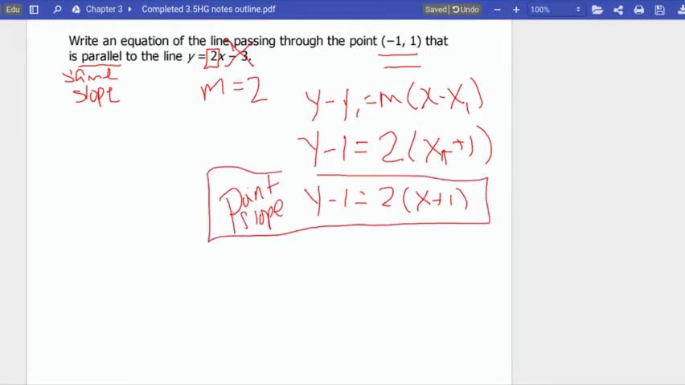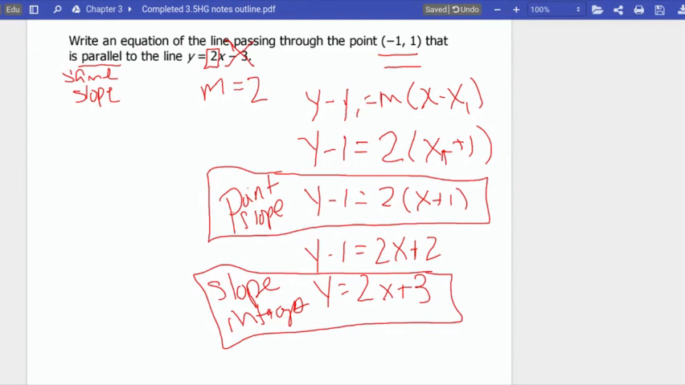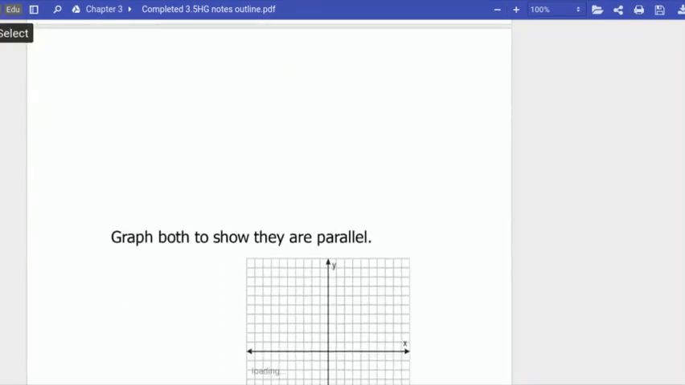Now, oftentimes they want you to change it into slope intercept form. So I need to get that y by itself. So I'd start by distributing the 2, and then I'd add the 1. So this would be the answer in slope intercept form. So depending on what it asks, these two would be your answers.